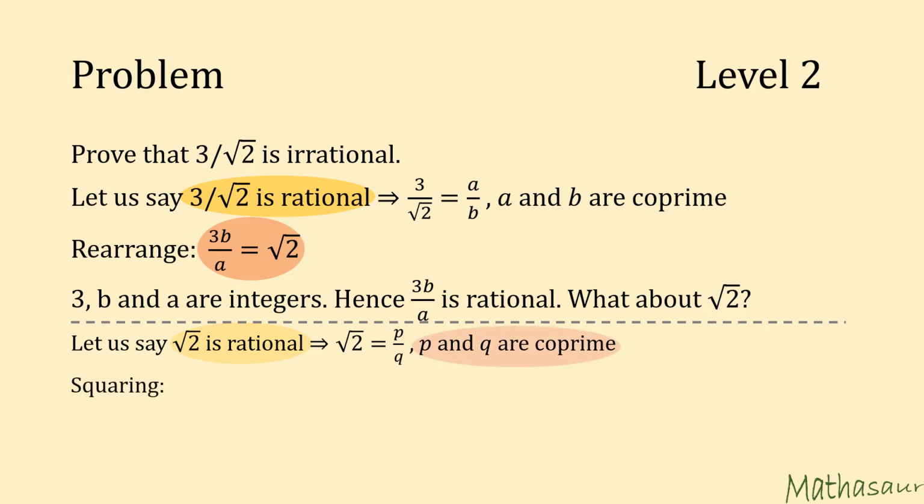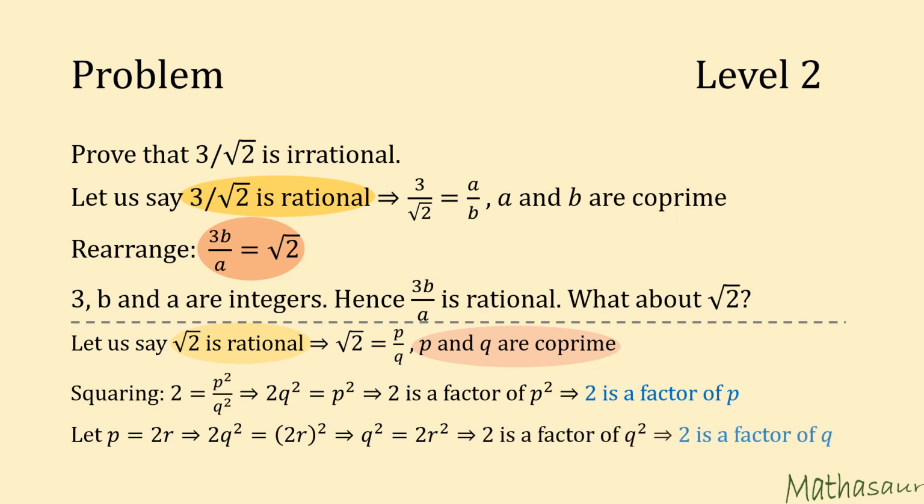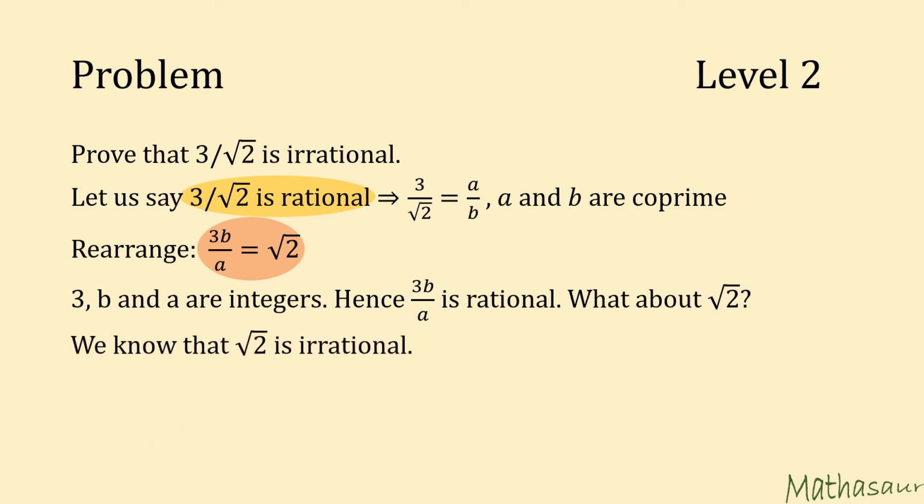Square both the sides and say that 2 is a factor of p square, which means that 2 is a factor of p, and take p as 2r. Putting this value, we see that 2 is a factor of q square, or 2 is a factor of q. And we have just proven that p and q are not co-prime. Hence, square root of 2 is not rational. So we know that square root of 2 is irrational.